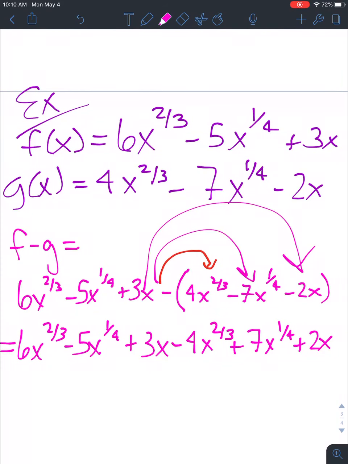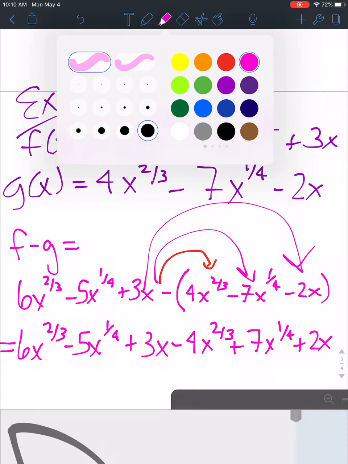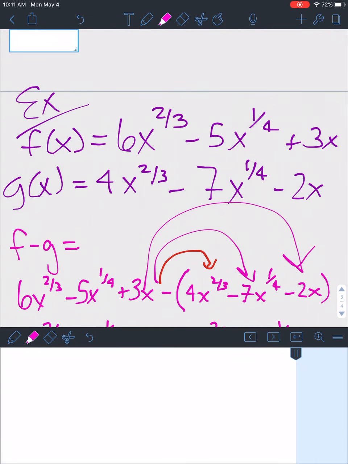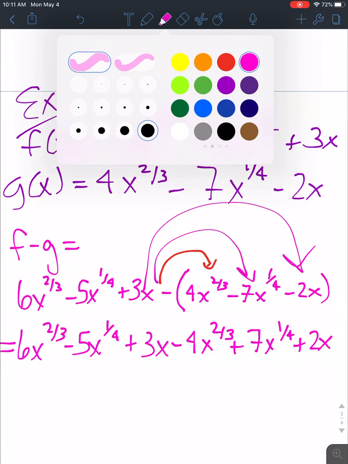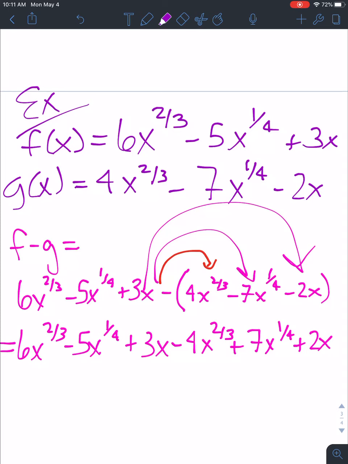But this looks super ugly and messy, so let's go ahead and clean it up. I'm going to just drag that down. I didn't even know you could do that. Cool, learn something new every day. So I'm going to start off with this x to the 2/3. I have a 6x to the 2/3 up front, and then in the middle I have a negative 4x to the 2/3. Combining like terms, 6 minus 4 gets me 2x to the 2/3.